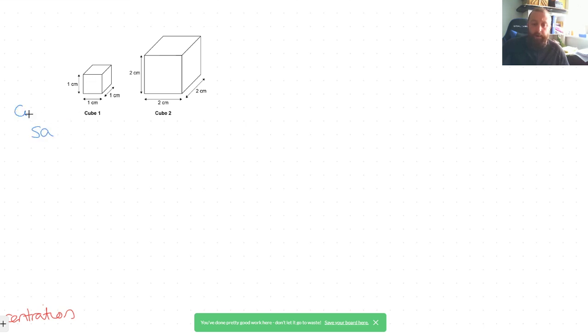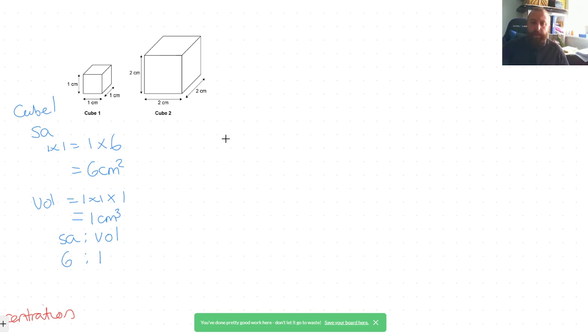So in this case, if we were working out the surface area of cube 1, we're looking at each side as 1 by 1, which we know equals 1, and there's 6 sides. So our surface area is going to be 6 centimetres squared. When we're looking at our volume, it's going to be 1 by 1 by 1, which is 1 centimetre cubed. So our surface area to volume is going to be 6 to 1.